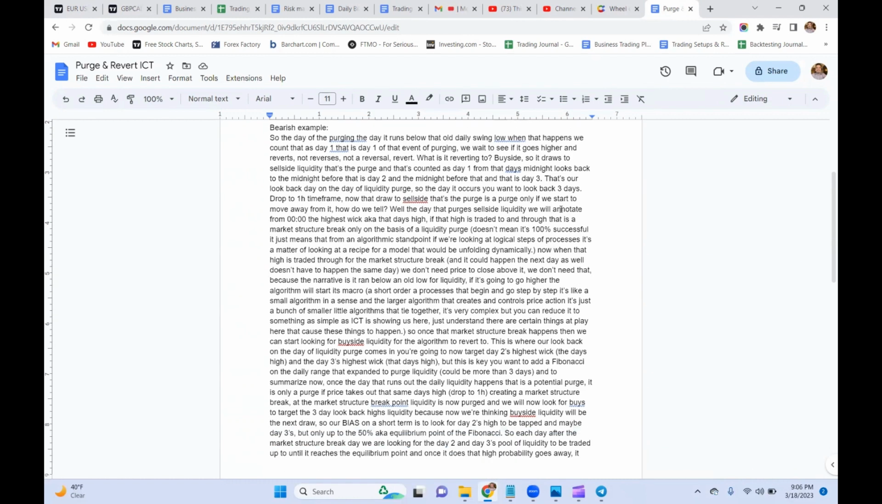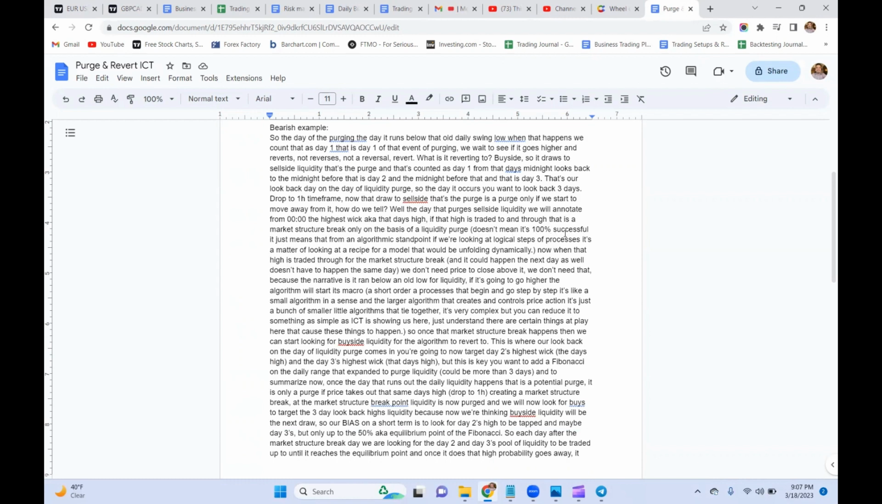It's a purge only if we wait. That's the purge. It's a purge only if we start to move away from it. How do we tell? Well, the day that purges buy side liquidity, we will annotate from midnight the highest wick, aka that day's low. So the lowest wick, I'm sorry, the lowest wick, aka that day's low. If that low is traded to and through, that is a market structure break, only on the basis of a liquidity purge.